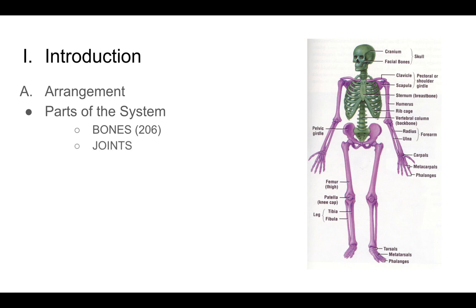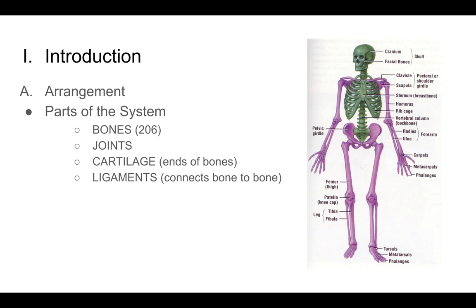Additionally, in this system, we'll talk about joints, cartilage, which is at the end of bones, helping to produce less painful and consistent motions in our joints. And then we have ligaments, which hold one bone to a neighboring bone. So all of these will be covered within the system.